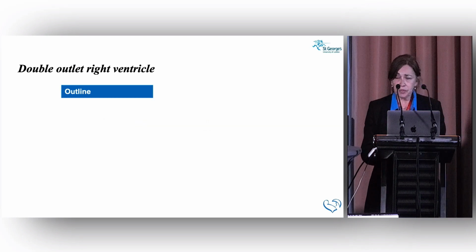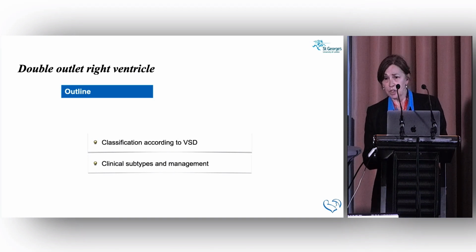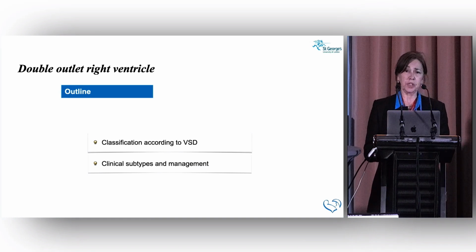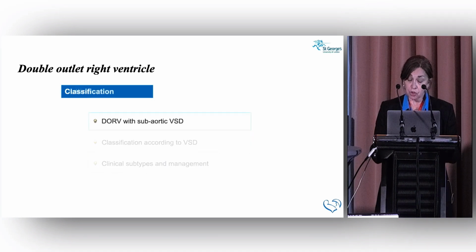So after that brief discussion about sequential segmental analysis, I'm going to have to group the classification according to the ventricular septal defect with the clinical subtypes and management, because one informs the other. So those two topics are going to come together.